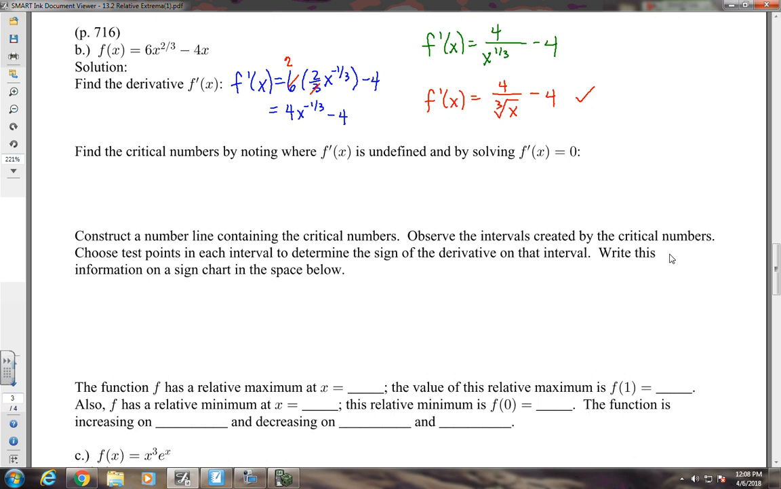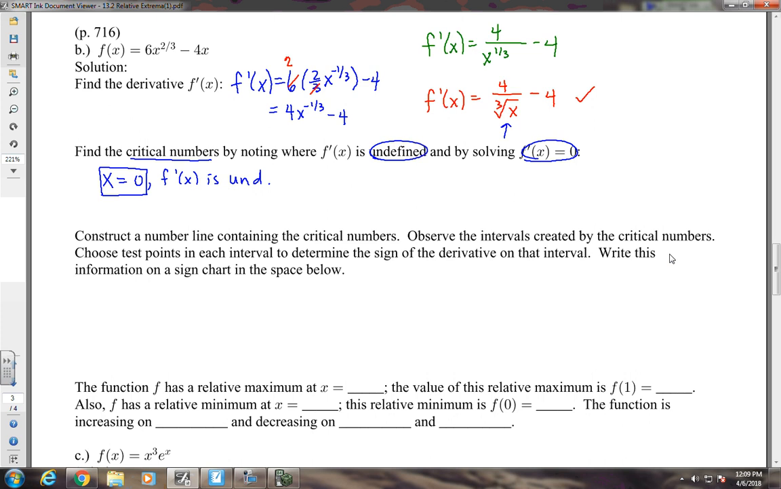So find the critical numbers by noting where f prime of x is undefined and by solving f prime of x equals 0. Remember, those are the 2 things we check when we're looking for critical numbers. Where is it undefined, and where is the derivative equal to 0? So if I look at the function, because I have this denominator here, where that denominator is equal to 0 causes my derivative to be undefined. And clearly, when x equals 0, f prime of x is undefined. So x equals 0 is one of our critical numbers.